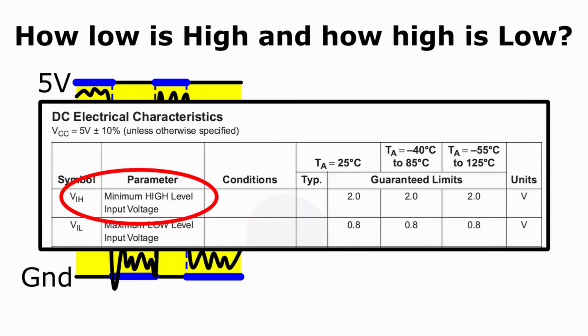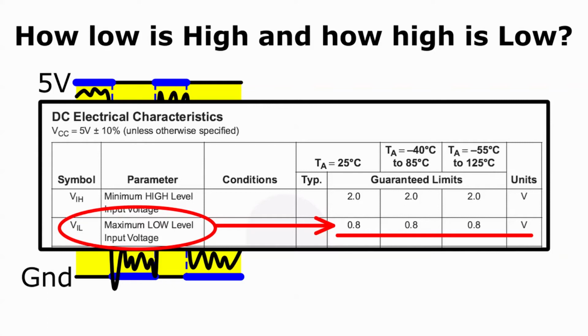I've circled the parameter described as minimum high-level input voltage. This is the upper threshold I described before. It's the lowest voltage at an input pin, which is guaranteed to be interpreted as high. That voltage is quoted as 2.0 volts across all three temperature ranges.